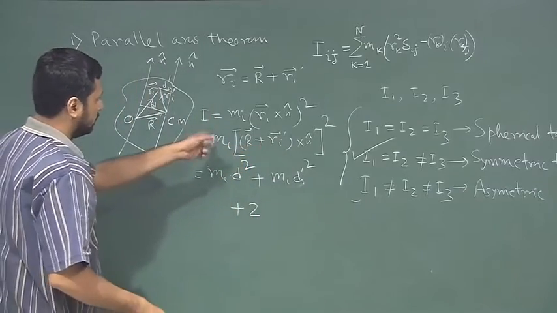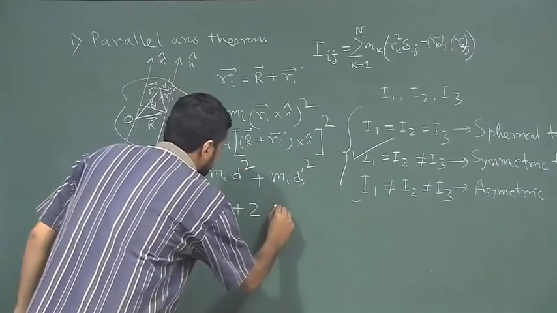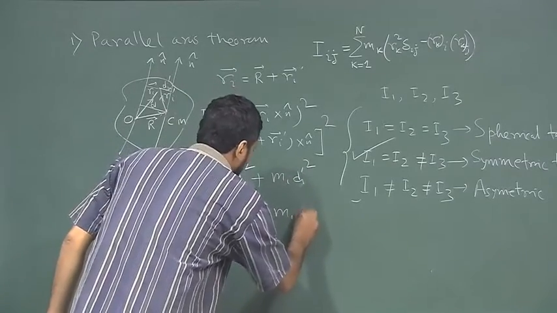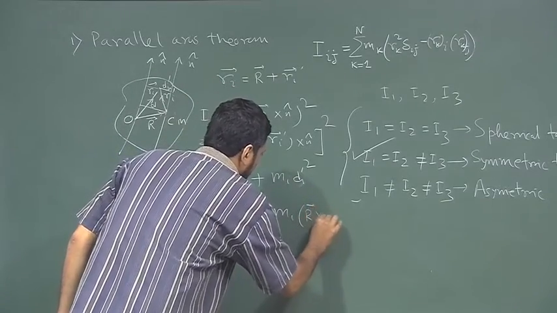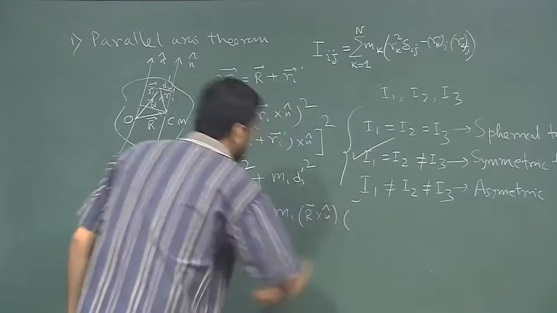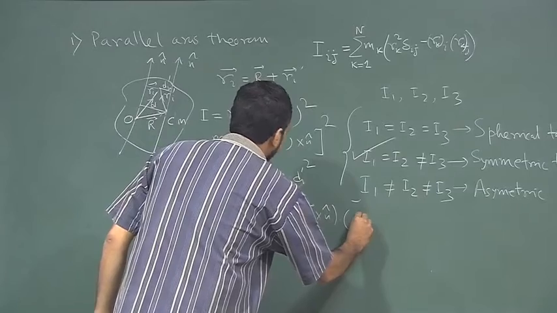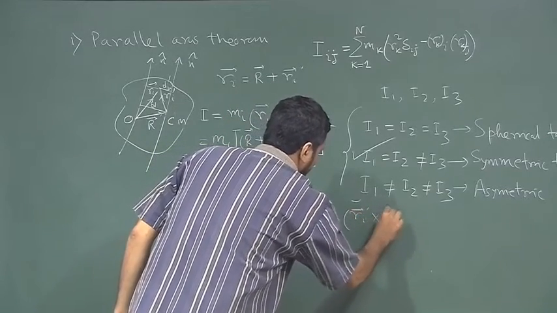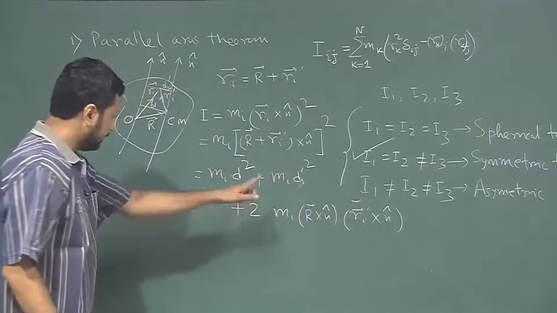So, it will be 2 r, right, m I, r cross n, into dot, r I prime cross n, right. So, there will be 3 terms.